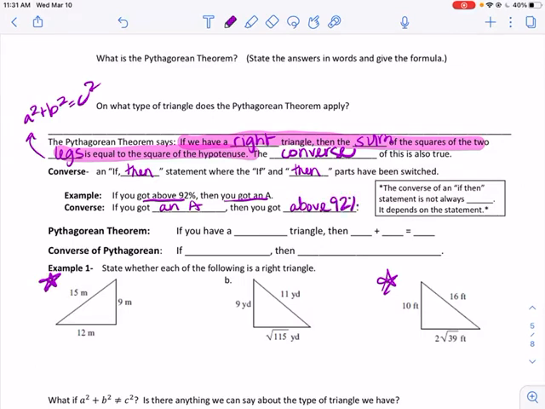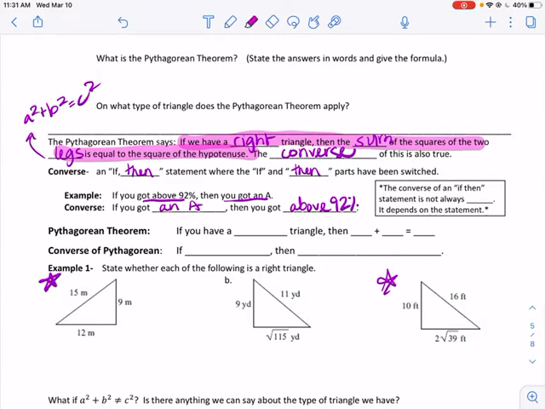The converse and the original statement are not always going to be true. Sometimes you swap them, and that actually means it's no longer true. So if you got above 92%, then you got an A. If 92% is the cutoff, then this is true. In that scenario, if you swap it, if you got an A, then you got above 92%.